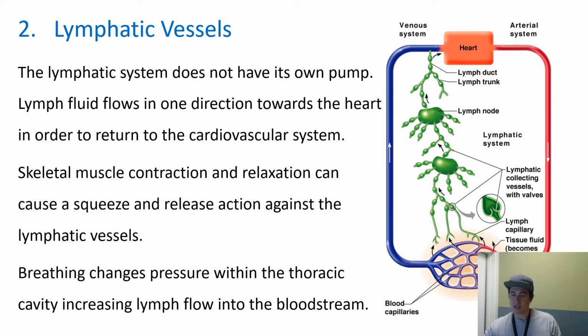Skeletal muscle contraction, just like our venous system, creates a squeeze kind of pump situation that helps move lymph fluid back towards the heart. And then breathing changes, so we understand that we can change pressure within our thoracic cavity. That also helps to funnel lymph fluid finally back into the venous side of the cardiovascular system.